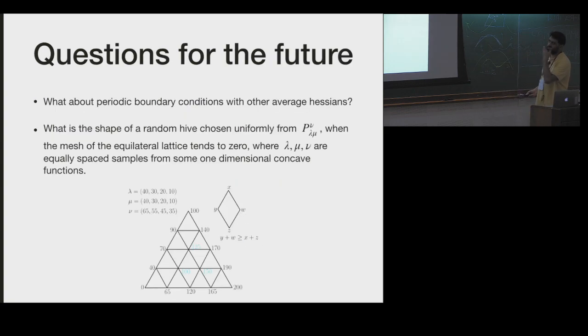So these are some questions for the future. So what about other periodic boundary conditions? We have only looked at some periodic boundary conditions. And what is the shape of a random hive chosen uniformly from this Dirichlet boundary value question, where all the vertices in the boundary are fixed? So this was sort of the original motivation.